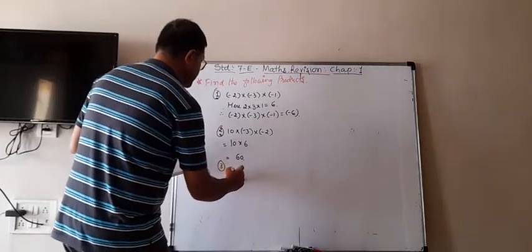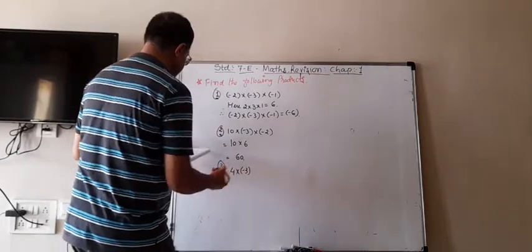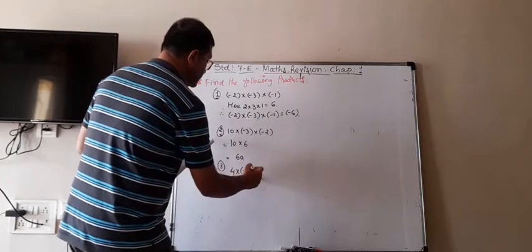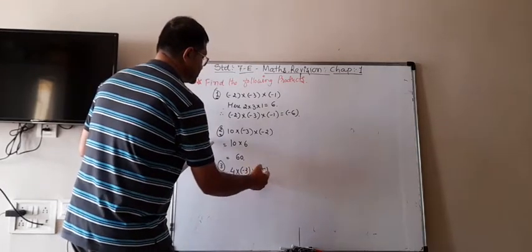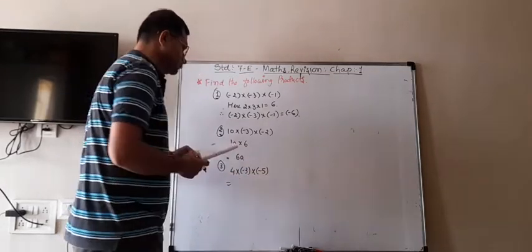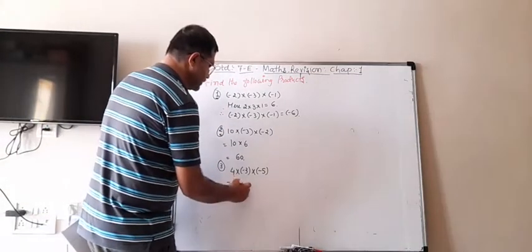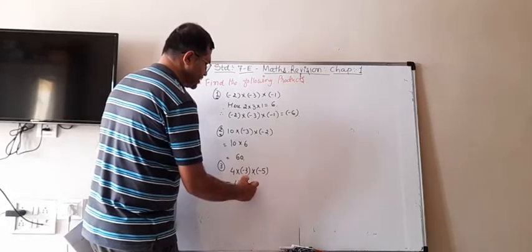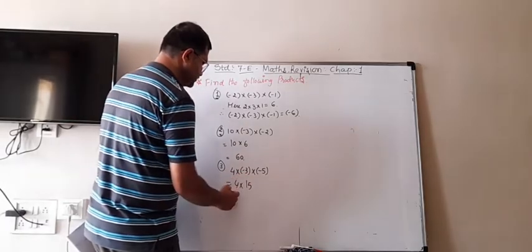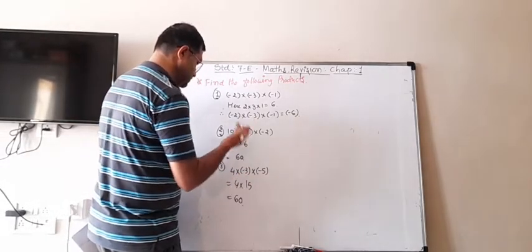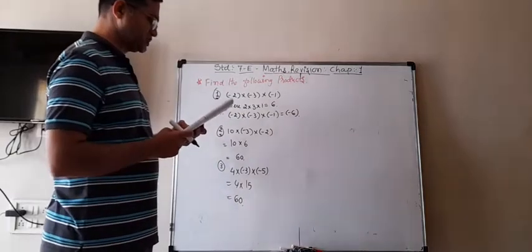Number 3 now. 4 multiplied by minus 3 multiplied by minus 4. Here also we can do the same thing. 4 multiplied by 3 multiplied by 5 is 15, negative negative is positive. So the answer is 60.